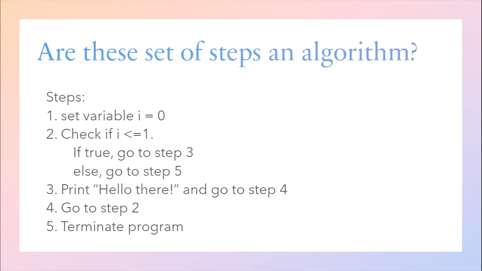For this next example, we're going to take a look at a set of steps. Is this set of steps an algorithm? Why or why not? Let's take a look at it. At first, in these steps, we set a variable called i equals 0. And then we check if i is smaller than or equal to 1. And we know that 0 is smaller than or equal to 1. The condition for this check is that if the statement is true, if i smaller than 1 is true, then we go to step 3. Else, we go to step 5 to terminate the program.